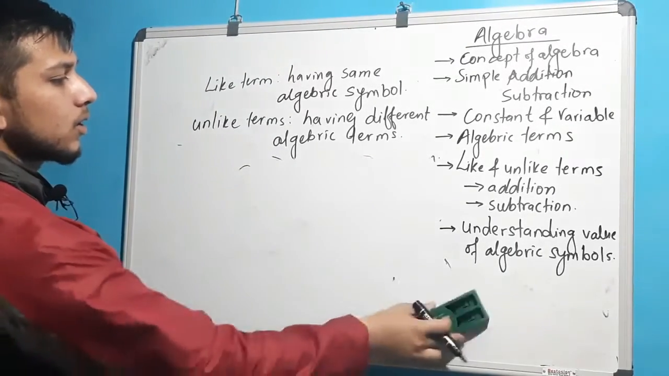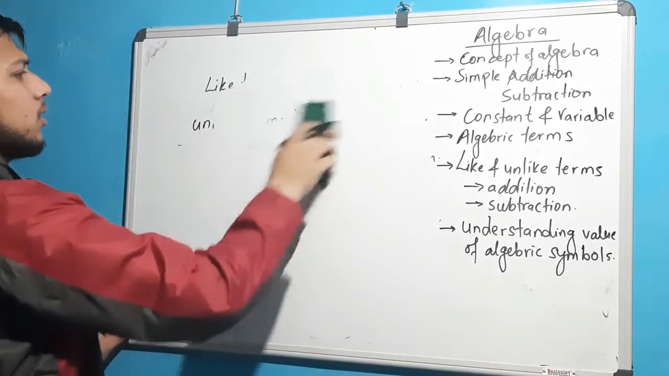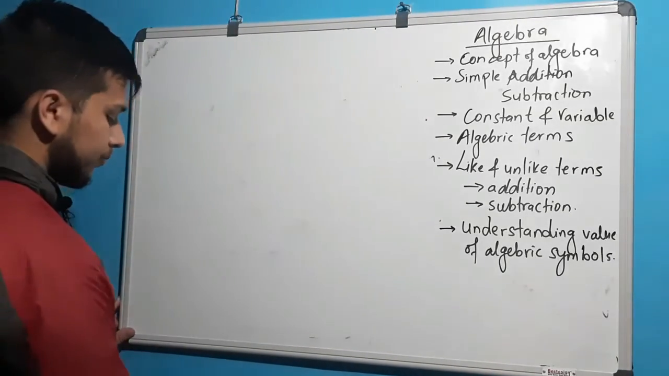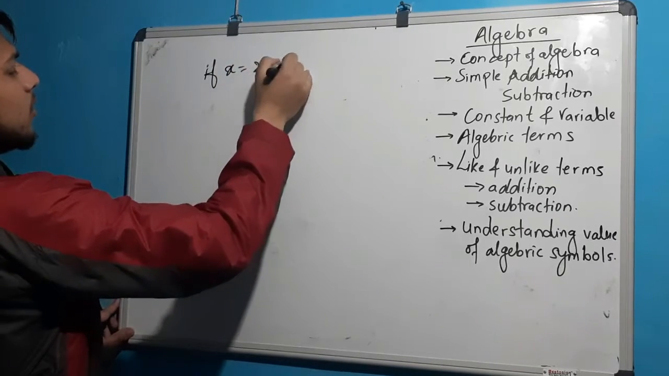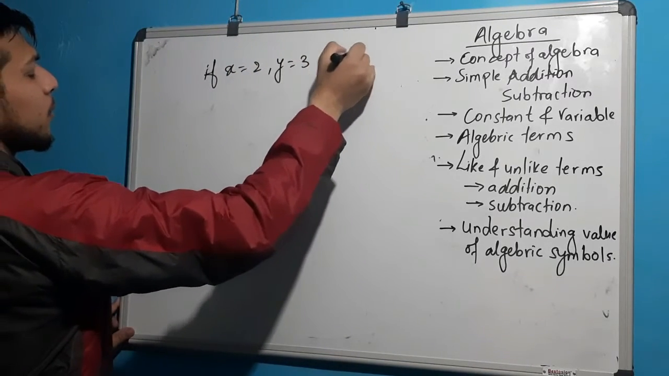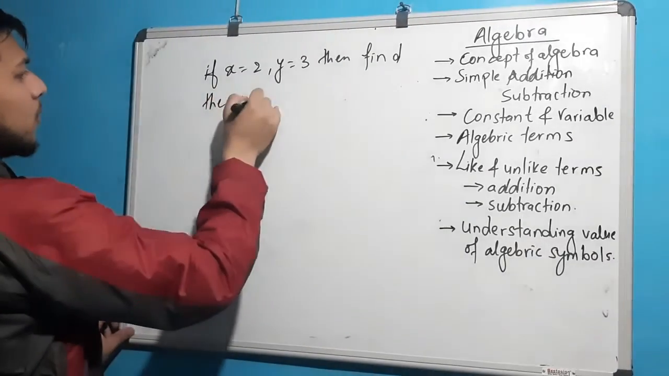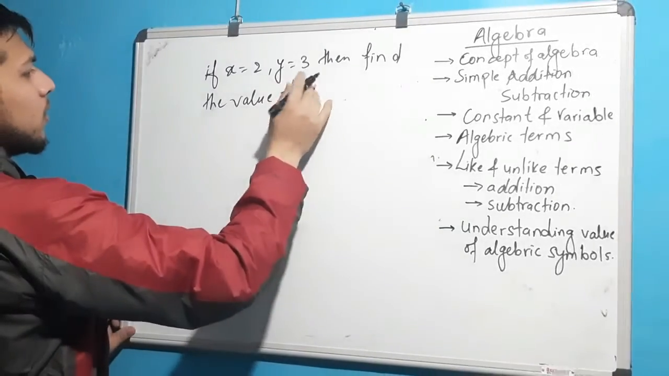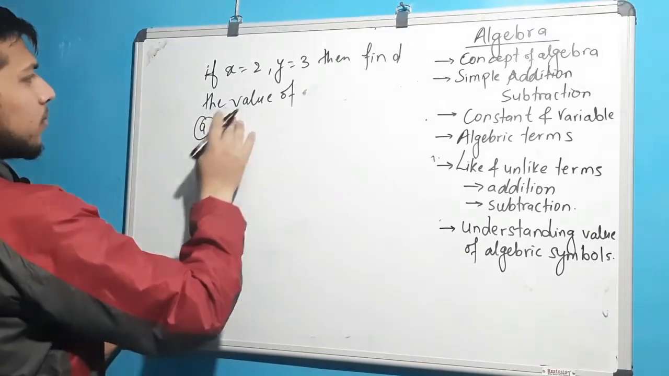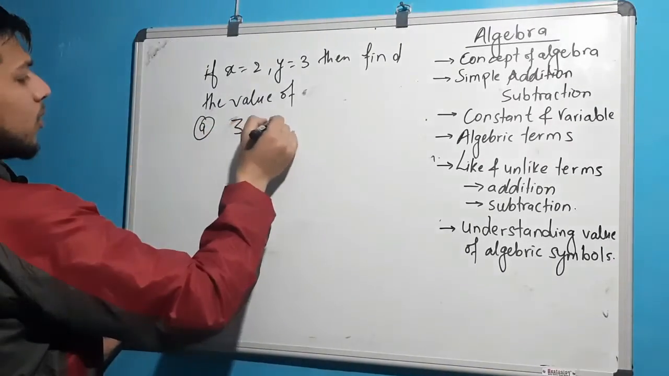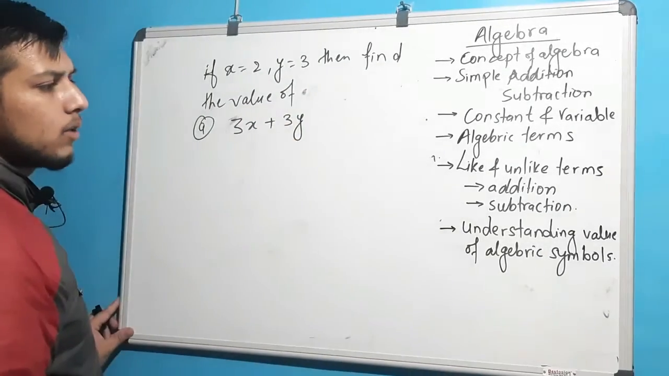Okay, then understanding the value of algebraic symbol. Some questions are arranged like this. If x equal to 2, y equal to 3, then find the value of A, if 3x plus 3y. Now how to find this value?